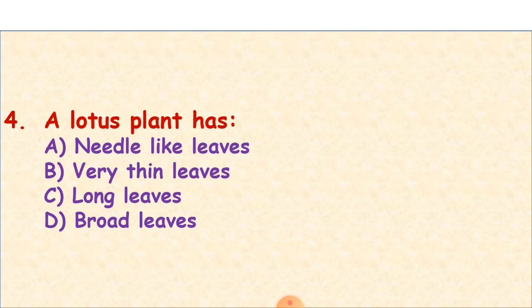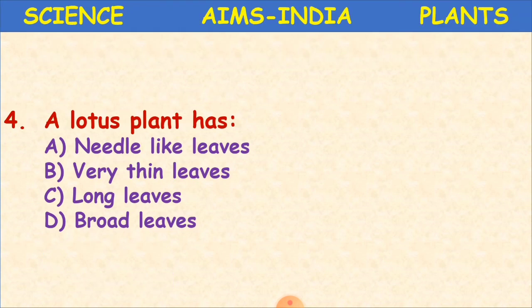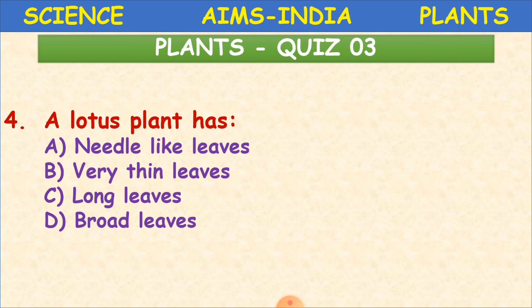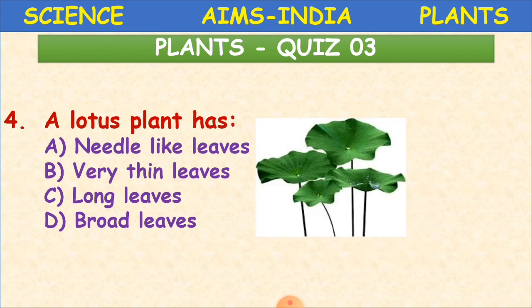Clear? Now the fourth one. A lotus plant has what type of leaves? Needle like leaves, very thin leaves, long leaves, and broad leaves. What type of leaves does a lotus plant have? As you can see in the picture, how are the leaves, children? Yes, broad leaves. D option is the correct answer.